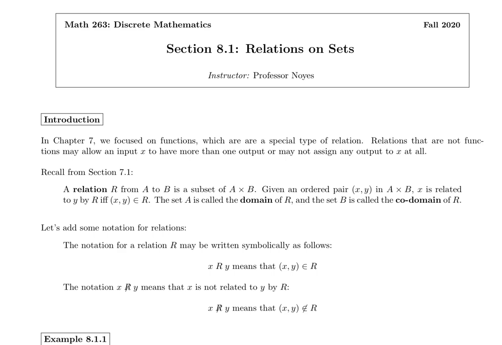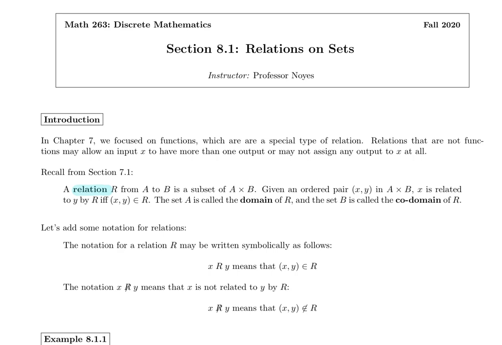In Chapter 7, we focused on functions, which were a special type of relation. The relations that are not functions may actually allow for an input x to have more than one output, or it may not have an output at all. If you remember, we defined what a relation was back in Section 7.1. We said a relation R from A to B is a subset of A times B, the Cartesian product.